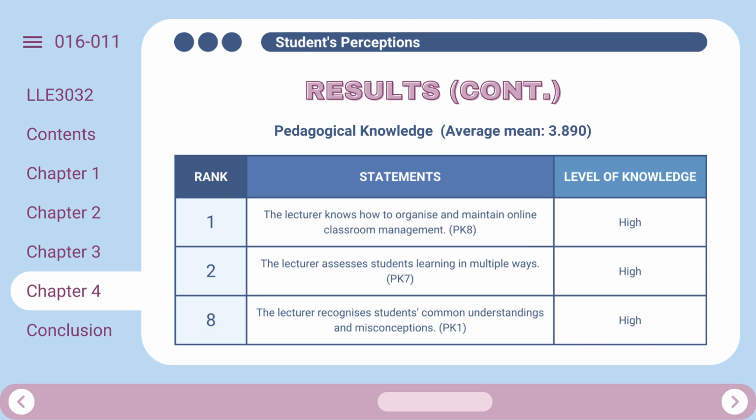Student perceptions of lecturers' pedagogical knowledge (PK). The average mean is 3.890, meaning all respondents perceive that the lecturers have a high PK to deliver the course online. Two statements with high mean scores are statement 8 and statement 7, where respondents considered that the lecturers could organize and maintain online classroom management and assess students' learning in multiple ways during online learning. However, the lowest mean score is for statement 1, which indicates that the lecturers are less capable of recognizing students' common understanding and misconceptions.